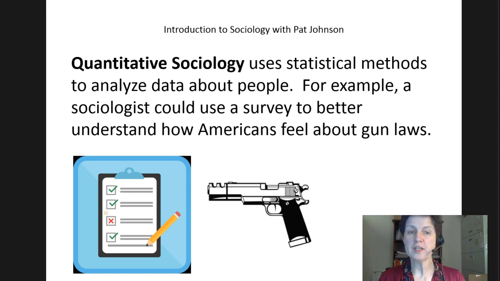So for doing quantitative research, a sociologist could survey people and then count how many people feel certain ways. Unfortunately, as I'm making this series of videos, the United States has just experienced a great tragedy where there was a school shooting in Florida. Somebody who was doing quantitative sociology might develop a survey and interview people and then quantify how different people feel about gun laws in our country. This would be an example of quantitative sociology.